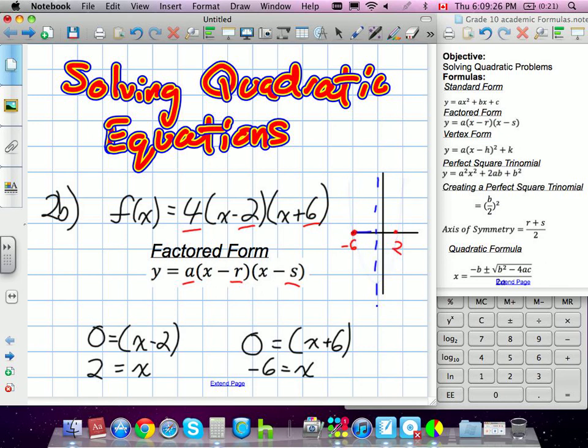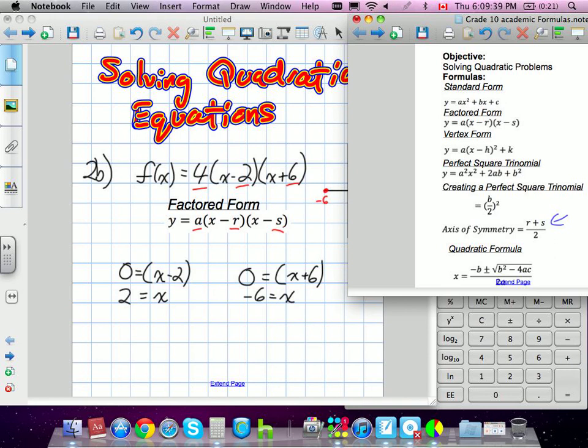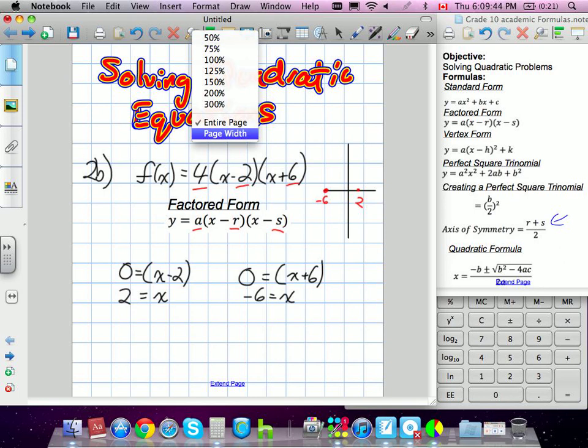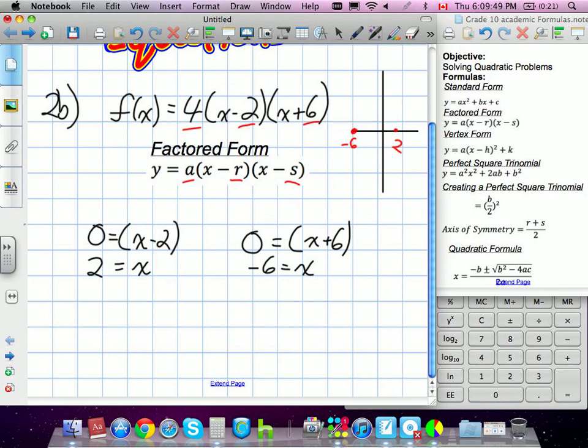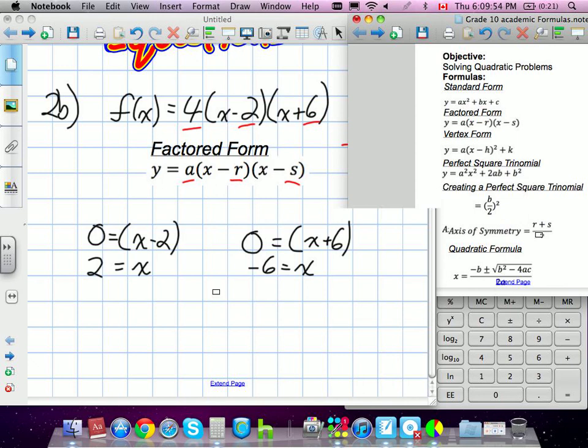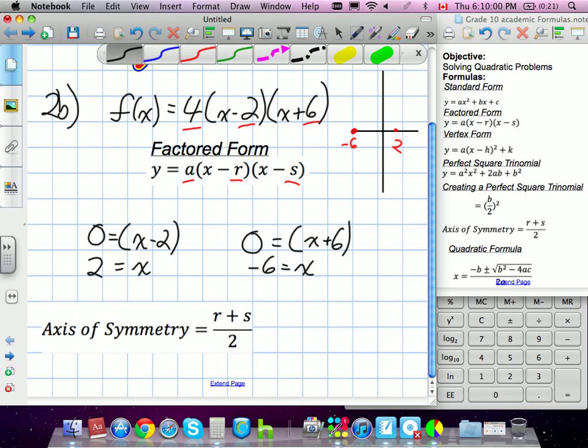Those two points make it easy for us to find the x value of the vertex, because it falls directly between them, right in the middle. So we actually use a formula for it. It's called the axis of symmetry, and it's also the x value of the vertex. The formula says r plus s divided by 2, where r and s are our x-intercepts, 2 and negative 6. So negative 6 plus 2, divided by 2, gives us our AOS.